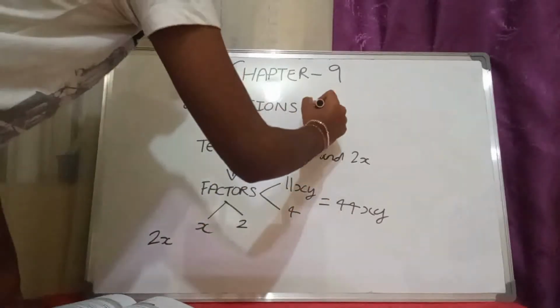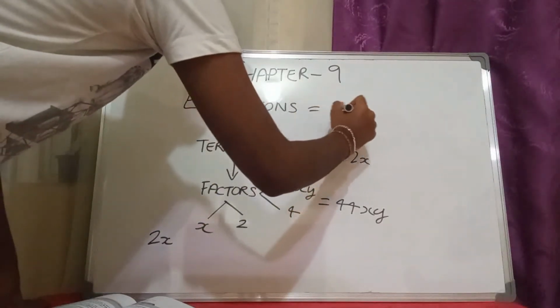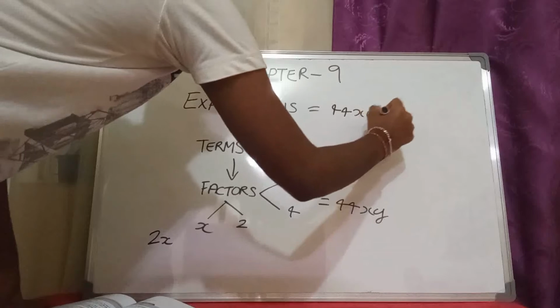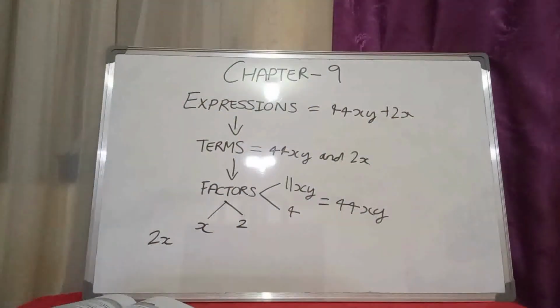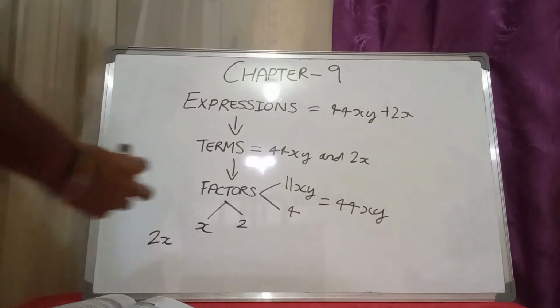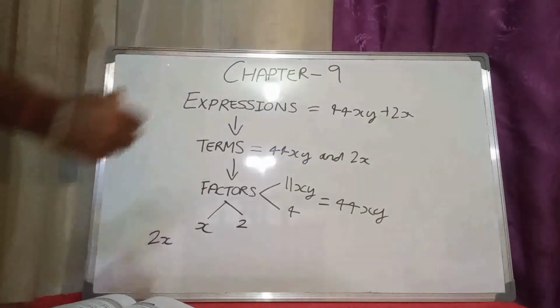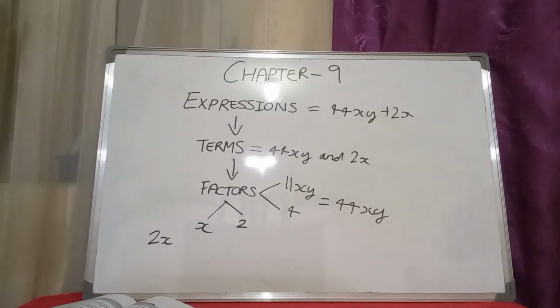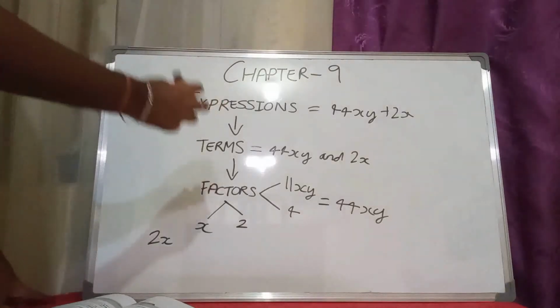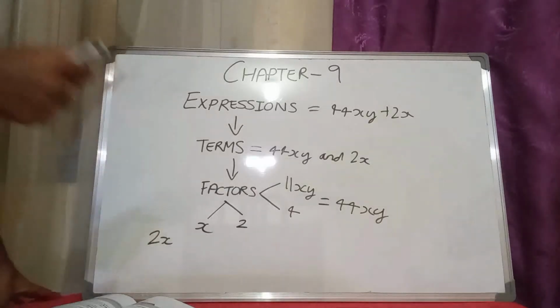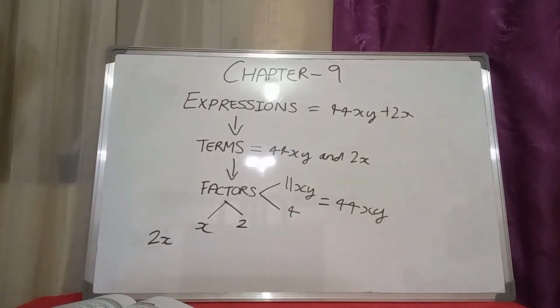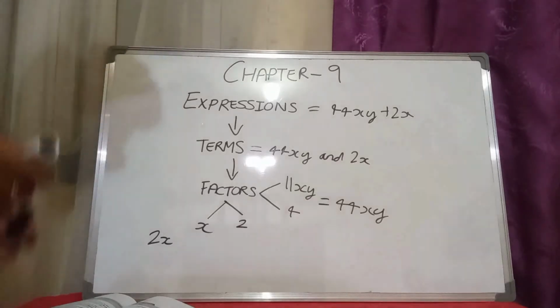And say for example, the expression is 44xy plus 2x. This is how we break down expressions. So what is an expression? An expression is any combination of terms when they are added or subtracted. Terms are the combination of factors when they are multiplied. And factors can be any algebraic or numerical coefficient. Now we'll see what a coefficient is.